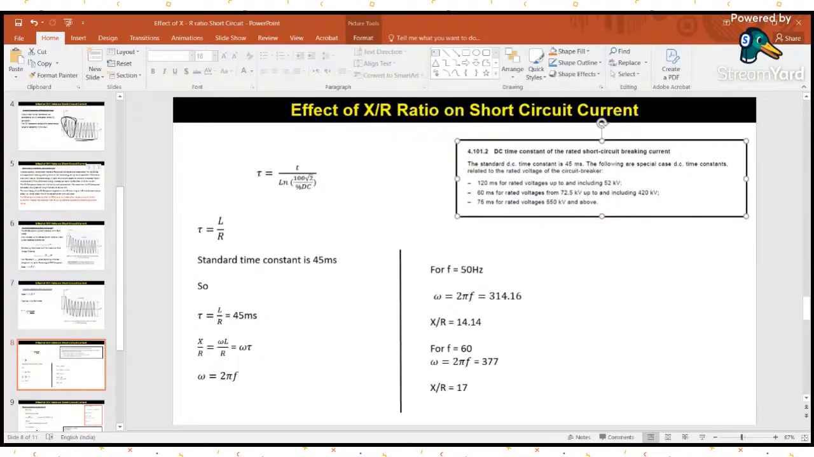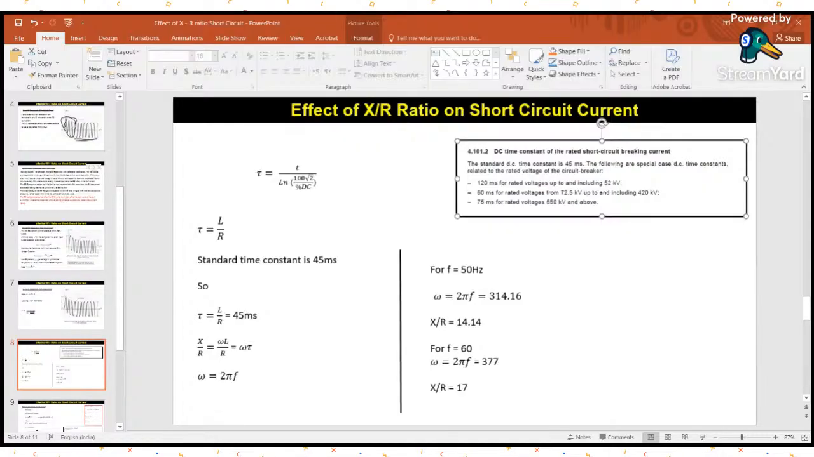Tau is equal to L by R, the time constant, and it is equal to 45 milliseconds. X by R is equal to omega L divided by R. L by R is the time constant, so we write omega tau. Omega is equal to 2 pi f. Now for 50 hertz, putting 50 for f, omega is equal to 314.16.